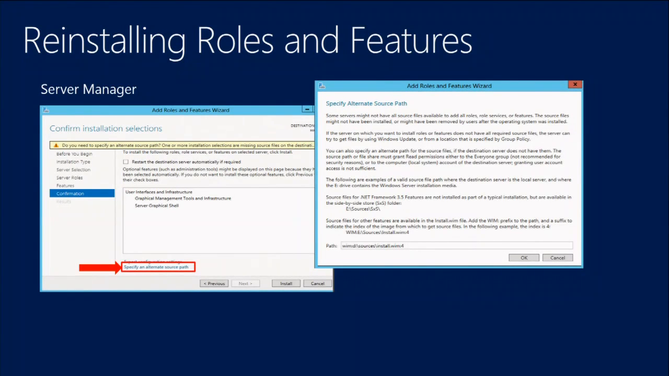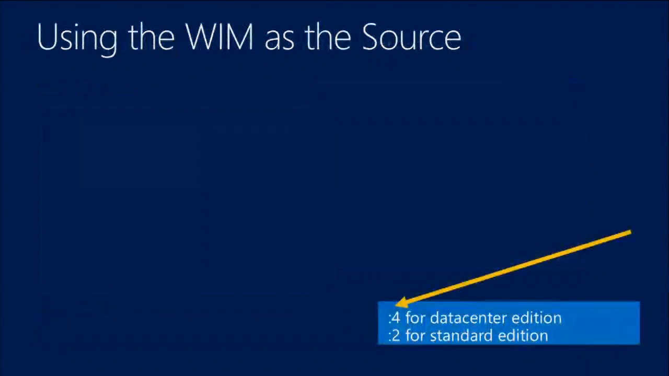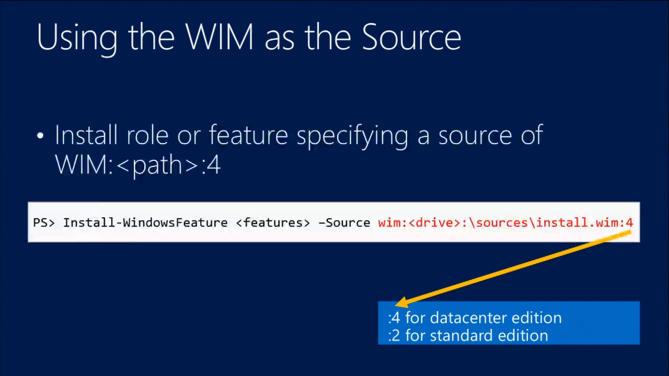So I will demonstrate that when we do this, we're just going to click on this little link on the bottom, which is specify an alternate source path. And then I can enter the path to the Windows image file, or if I have a file share, I can enter that as well, or I can leave it blank and use Windows Update. I could do this in the same way with the source parameter.